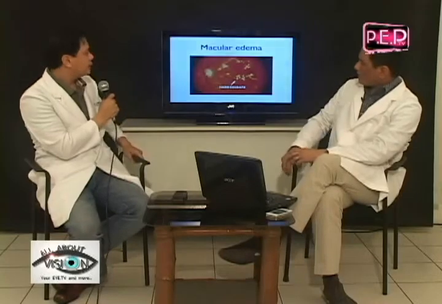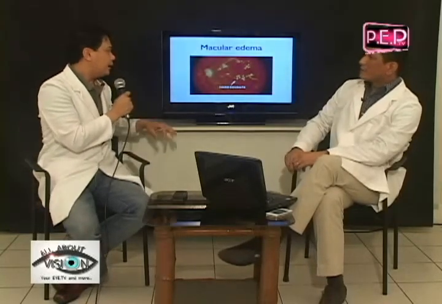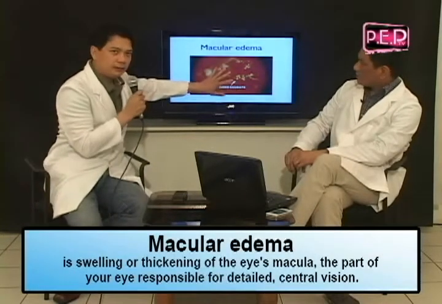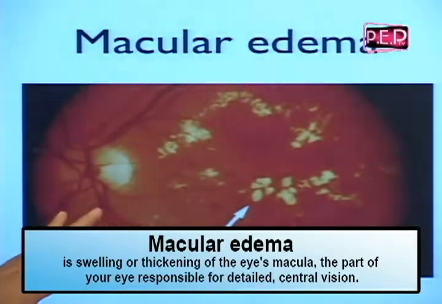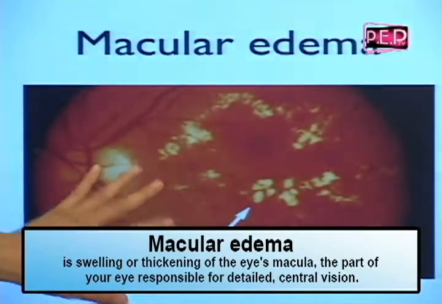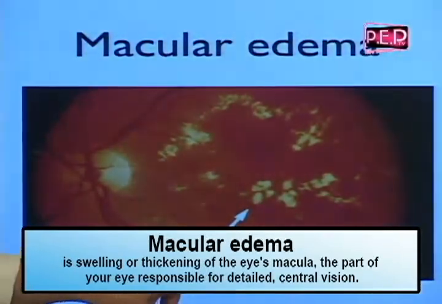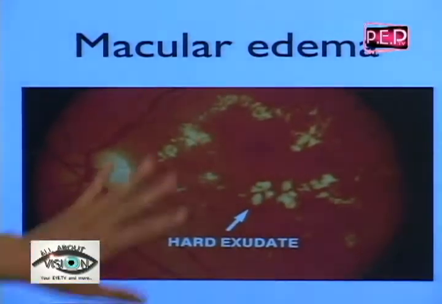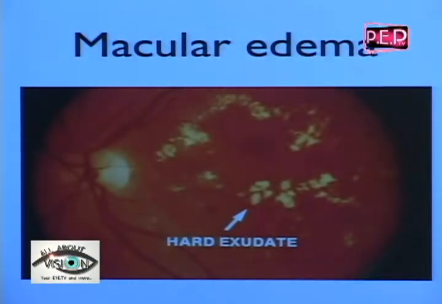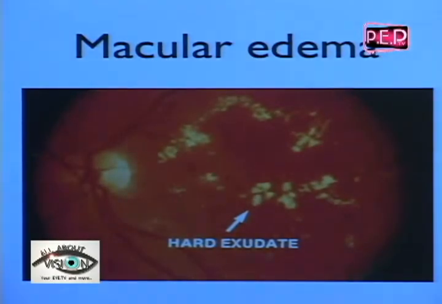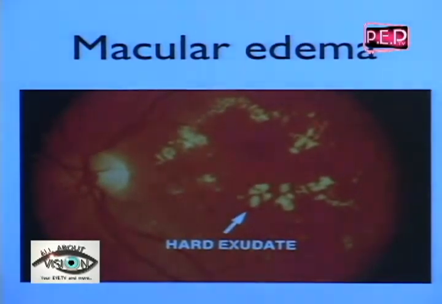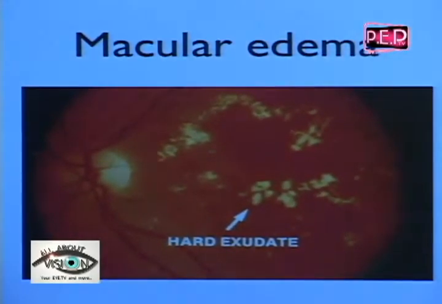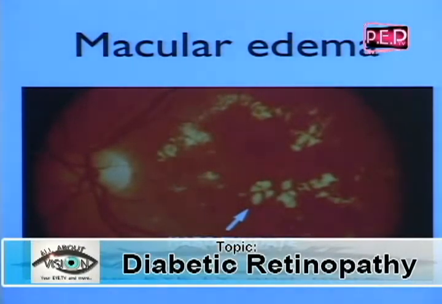So this is called macular edema. What is macular edema? Macular edema is swelling of the central part of the retina, the macula. These are hard exudates. Once you see hard exudates accumulating on the macula, it's a clinical sign of macular edema. When the macula starts to swell, your vision will also suffer.